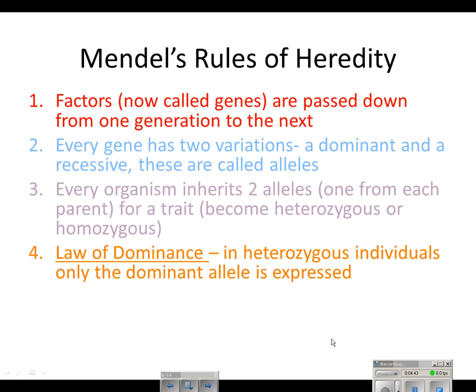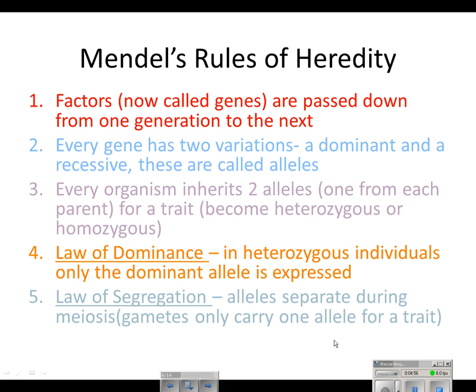And this is where the law of dominance came in. It said in heterozygous individuals, only the dominant allele is going to be expressed, hiding that recessive. So we wouldn't see that it's there until offspring were produced. And the law of segregation: alleles are going to separate during meiosis, so gametes are only going to carry one allele for a trait. And due to independent assortment, and we get variation because of sexual reproduction and meiosis, we're going to get different combinations of those alleles.